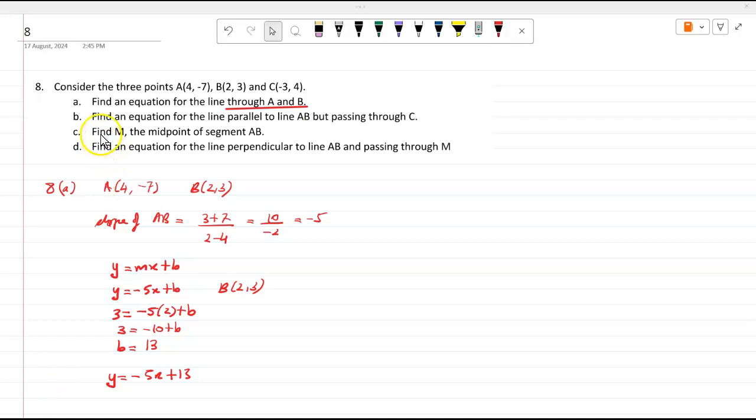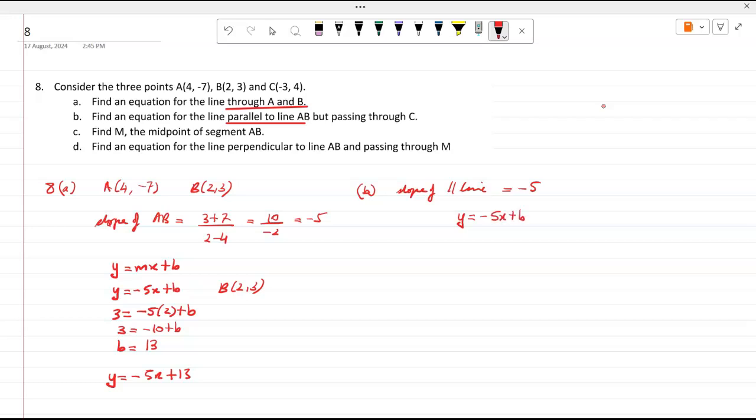Find an equation for the line parallel to AB passing through C. Parallel to AB means the slope will be the same if lines are parallel. Whatever the slope of AB, the slope of this line will also be the same. So the parallel line slope will be minus 5. So y is equal to minus 5x plus b.